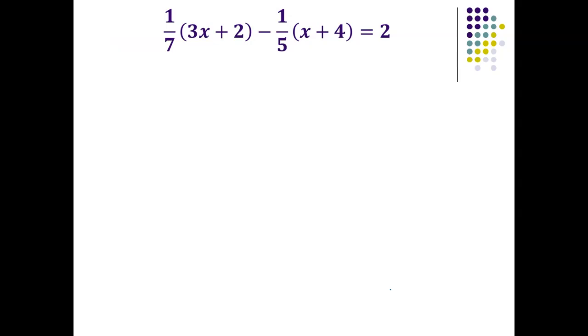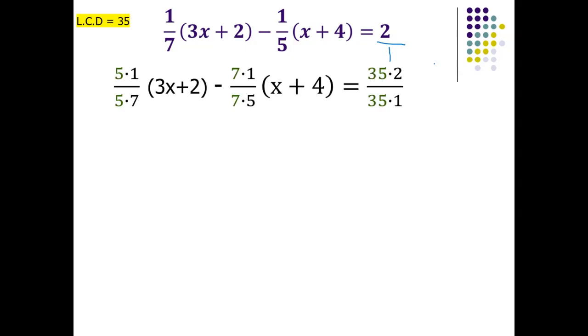Here's another example. 1/7 times (3x + 2) minus 1/5 times (x + 4) equals 2 over 1. Now, on the right side I don't have any number, so obviously you're going to put the 1 there. And now I'll find the LCD for 7, 5, and 1. The LCD is 35. So I'm going to make everything 35 just like I did previously.